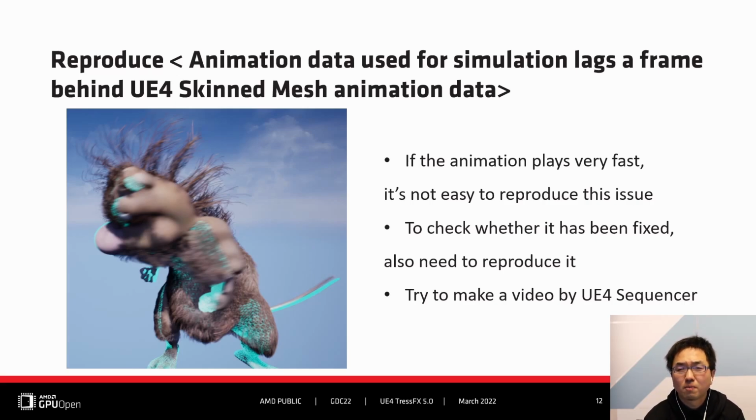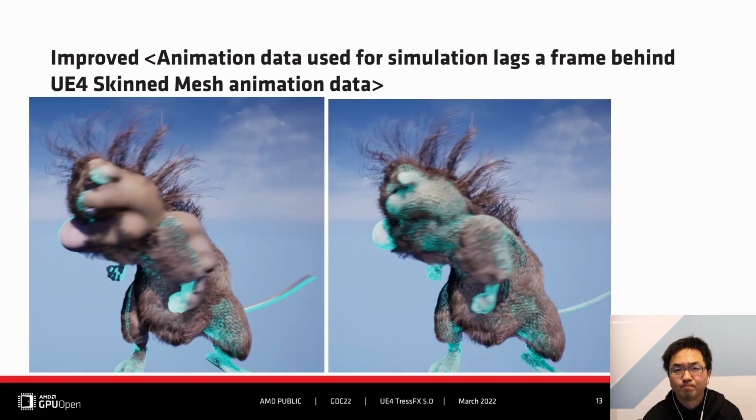We should get the bone matrix of the TraceFX simulation from the right place. Now, it has been improved. Look at the difference between the left and the right, the body and the tail of RatBoy. The TraceFX clear mesh and the UE4 skin mesh are at the same positions now in the right image.